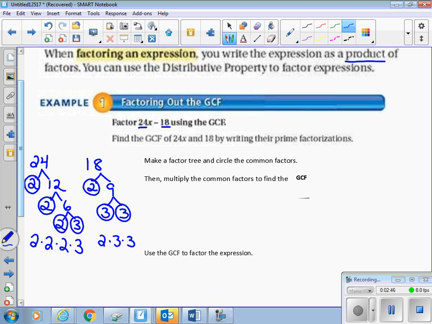Now we're going to look at which ones they actually have in common. Well, they have a 2 in common and a 3 in common. We're going to multiply those, therefore the GCF is 6. All right, so prime factorization, factor trees is one way of doing it. The next way of doing it is our ladder method.